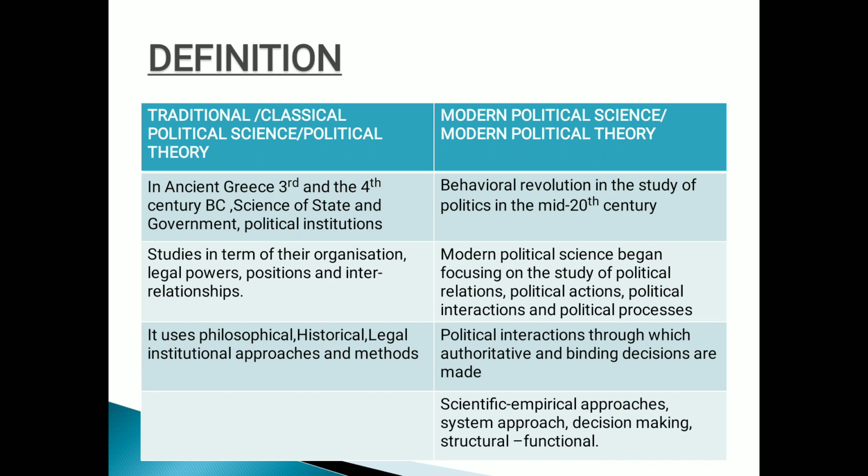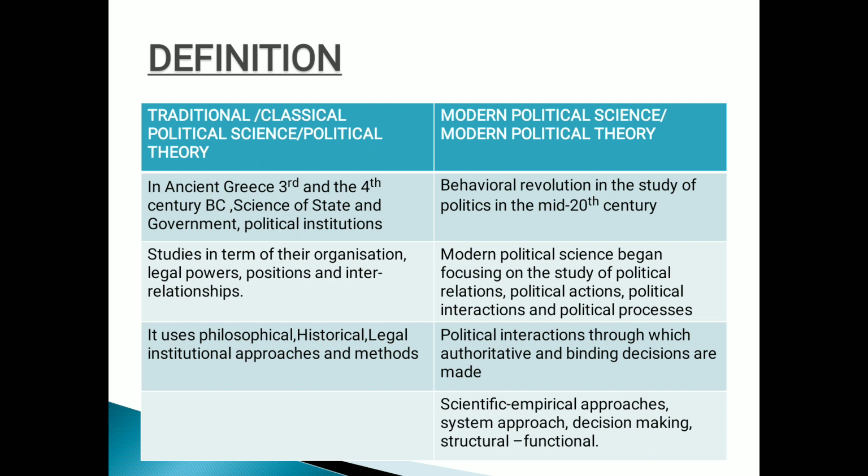Now let's come on to modern political science. What is modern political science or modern political theory? The traditional political science began giving way to a new political science, which got identified as modern political science, modern political analysis, or modern political theory. In place of focusing attention on the study of state, government, and other political institutions, modern political science began focusing on the study of politics.